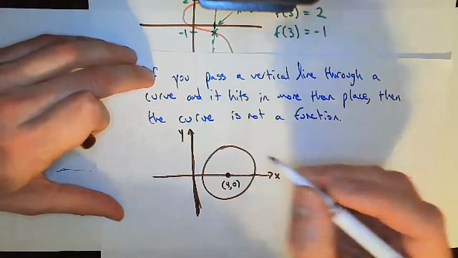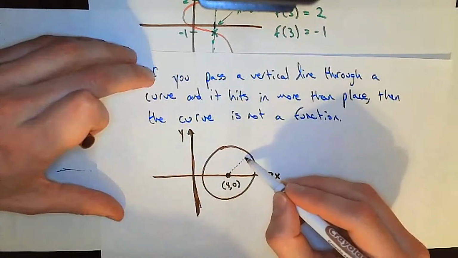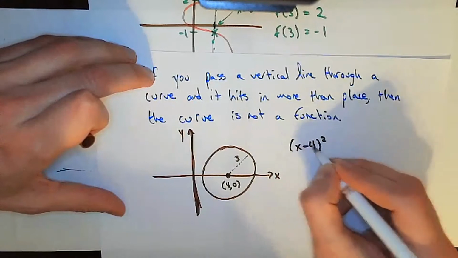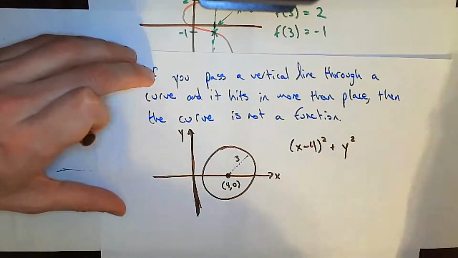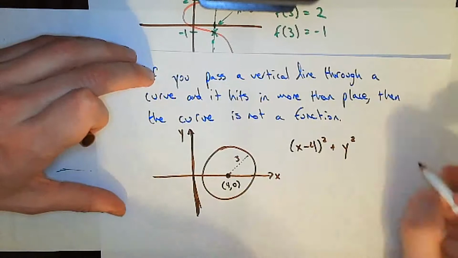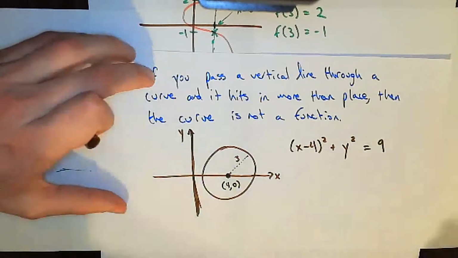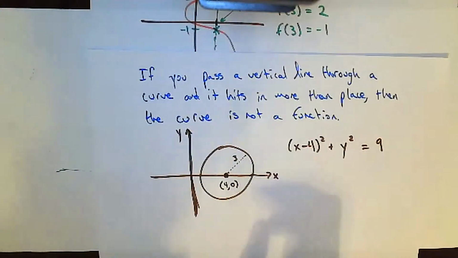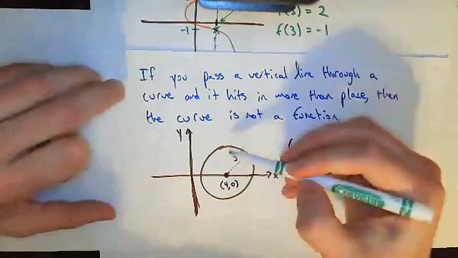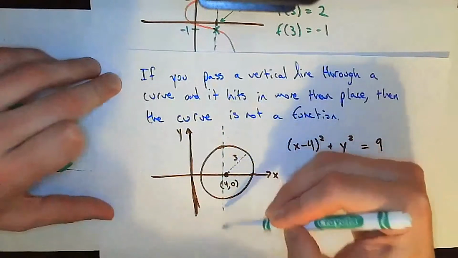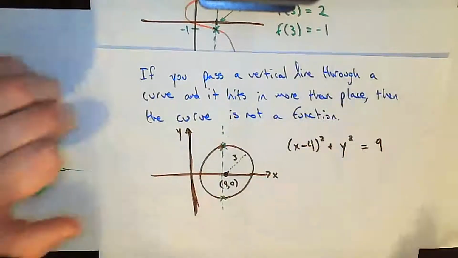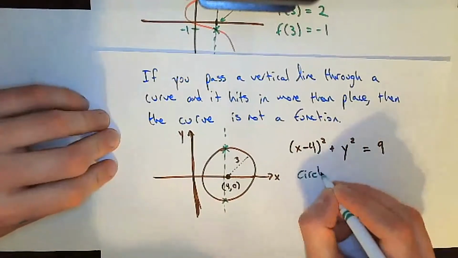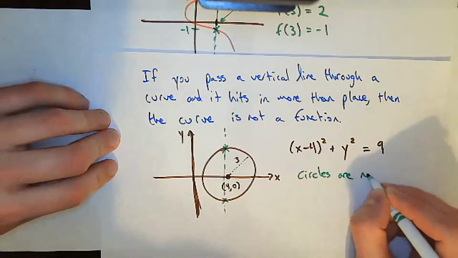And let's say it's got a radius of 3, then its equation would be x minus 4 all squared plus y minus 0 all squared, but that would just be y squared, equals the radius squared, so 9. Anyways, that's just a quick review of the equation of a circle in case you forgot. The point I'm trying to make here is that it's not a function because I can pass a vertical line through it and it hits in two places. So circles are not functions.